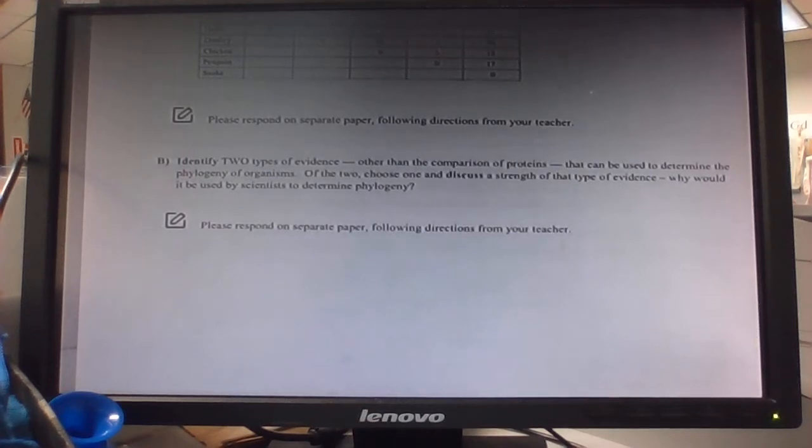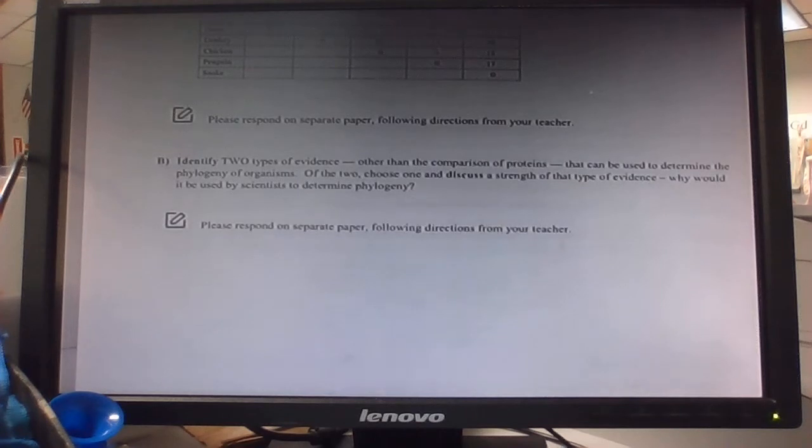So it says you need 2 types of evidence. I would have taken molecular homologies. That was on page 400. I would have taken shared ancestral characteristics. That was 402. I would have taken shared derived characteristics. That was also on 402.